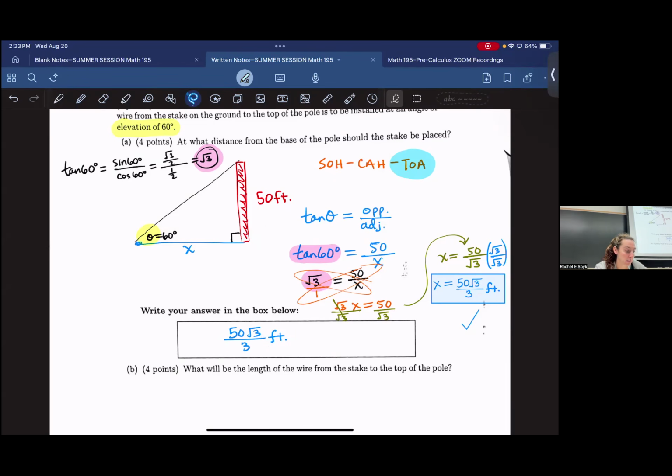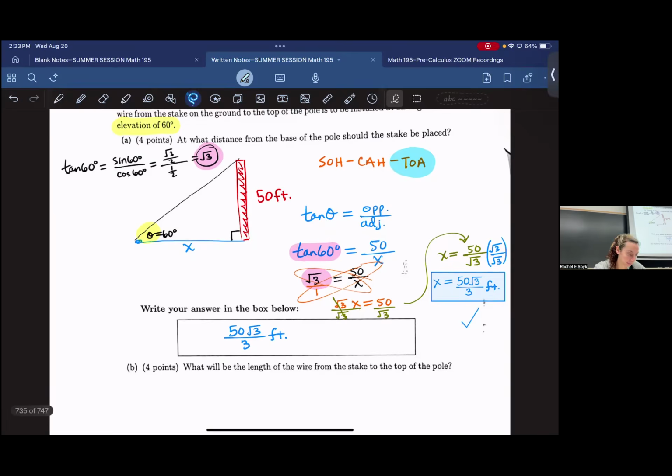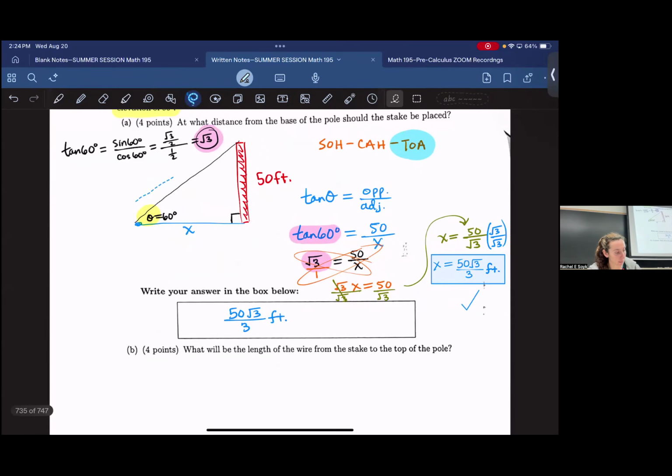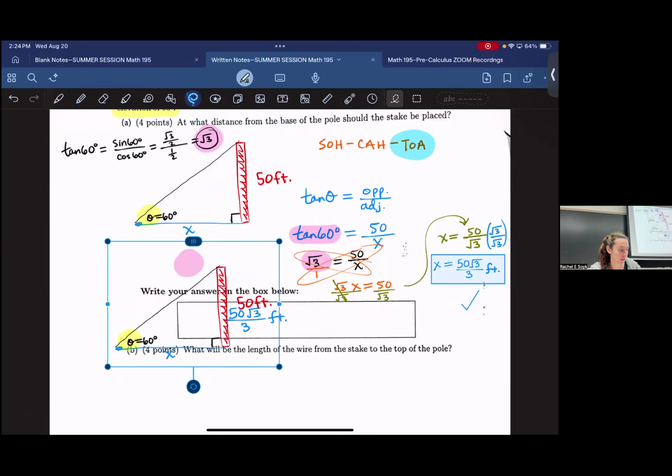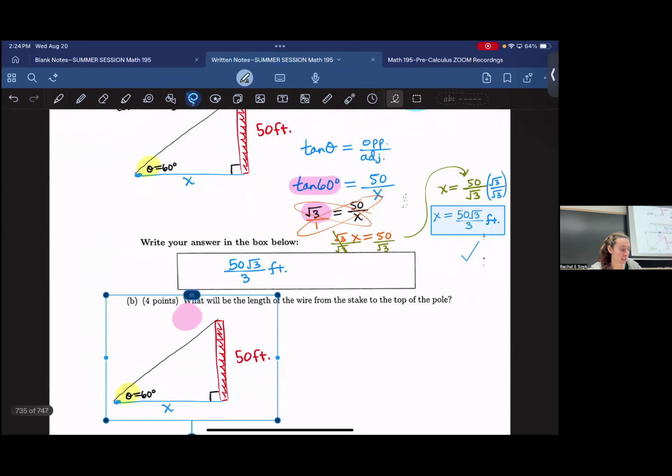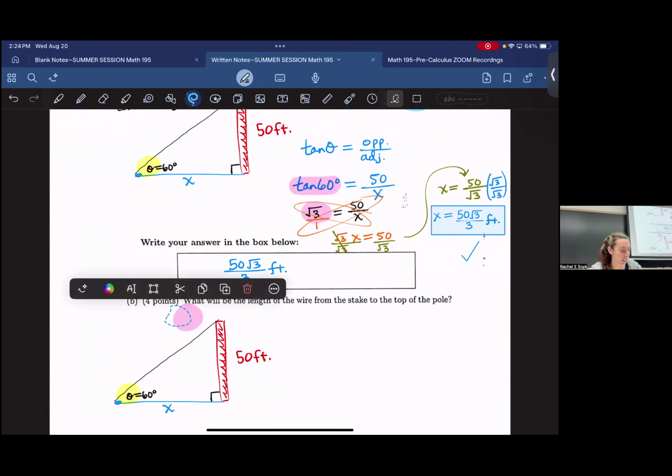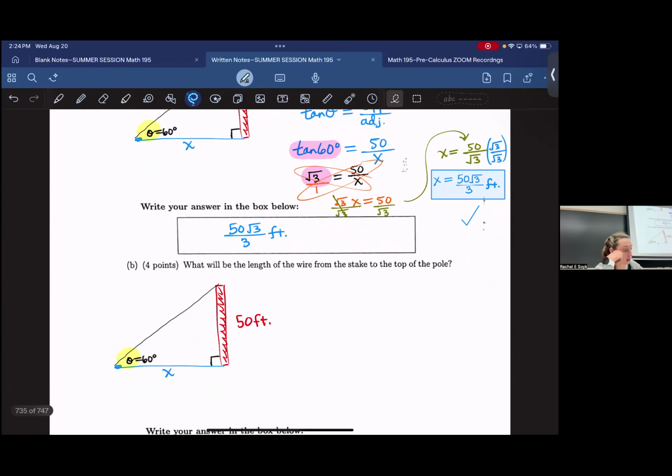Part B asks us, what will the length of the wire from the stake to the top of the pole be then? So now we want to find the hypotenuse. But what special triangle is this? It's a 30, 60, 90. So yeah, you can use SOHCAHTOA again. Or you can also just use your properties of 30, 60, 90 degree triangles and their respective sides.